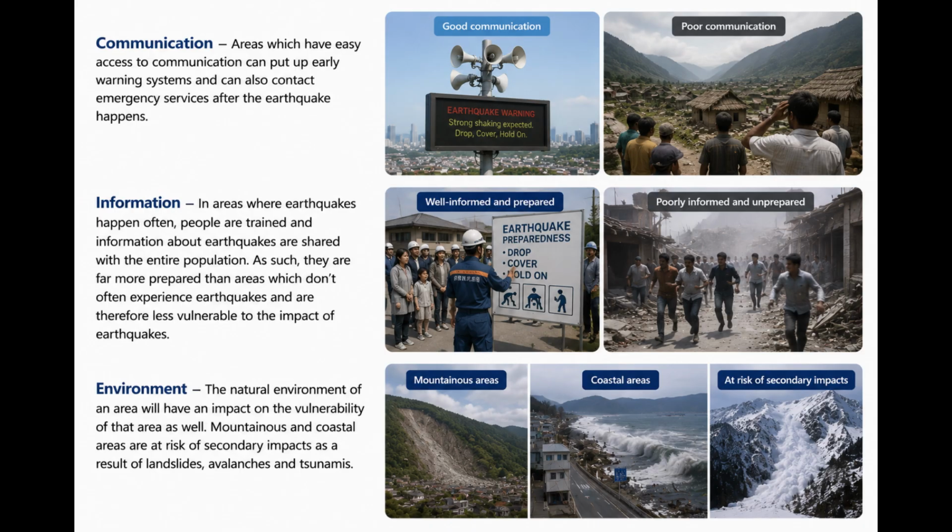Environment: the natural environment of an area will have an impact on the vulnerability of that area as well. Mountainous and coastal areas are at risk of secondary impacts as a result of landslides, avalanches, and tsunamis.